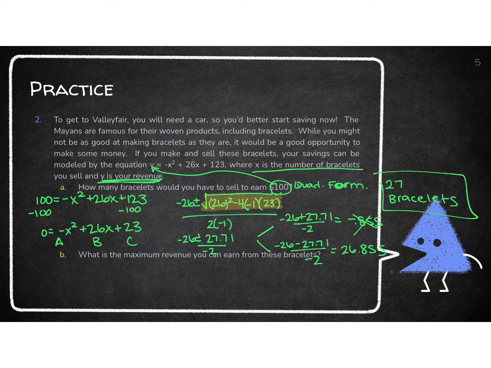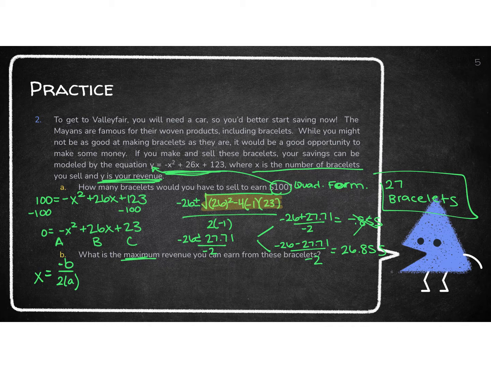Okay. Part B then says, what's the maximum revenue you can earn from these bracelets? So maximum, there's that keyword that I want. That's going to tell me this new formula: x equals the opposite of b over 2 times a. Okay, this is new. So I'm still going to go back to that original equation up here. I'm not going to go back to the one with 100 in it.